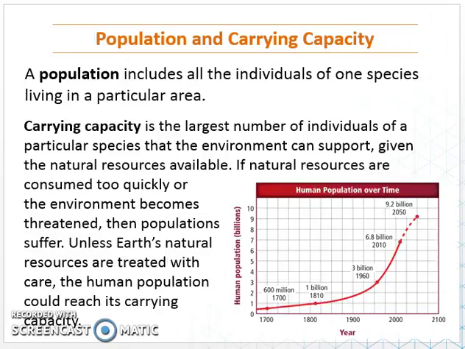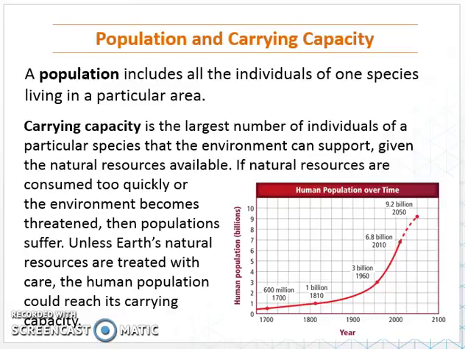Population includes all the individuals of one species living in a particular area. A carrying capacity is the largest number of individuals of a particular species that the environment can support, given the natural resources available. If natural resources are consumed too quickly or the environment becomes threatened, then populations suffer. Unless Earth's natural resources are treated with care, the human population could reach its carrying capacity.